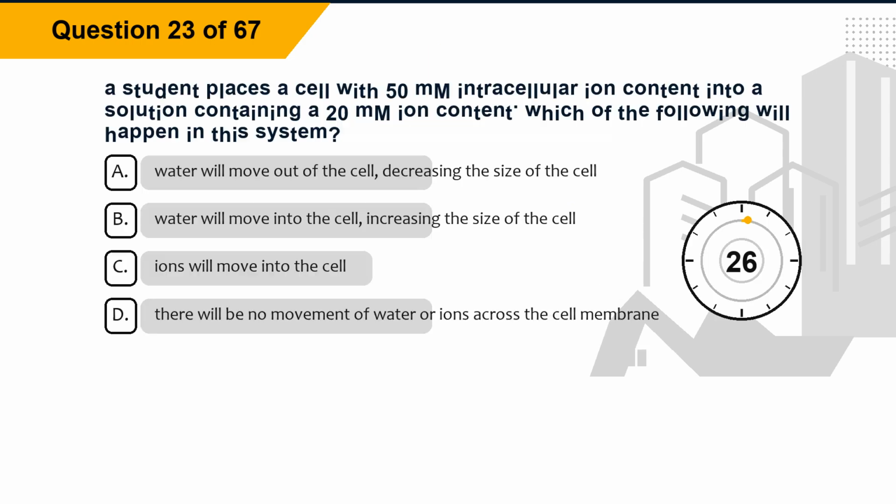Question 23. A student places a cell with 50 mm intracellular ion content into a solution containing a 20 mm ion content. Which of the following will happen in this system? Option A, water will move out of the cell, decreasing the size of the cell. Option B, water will move into the cell, increasing the size of the cell. Option C, ions will move into the cell. Option D, there will be no movement of water or ions across the cell membrane.